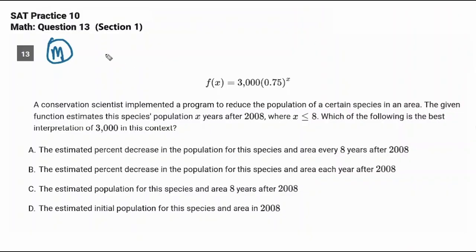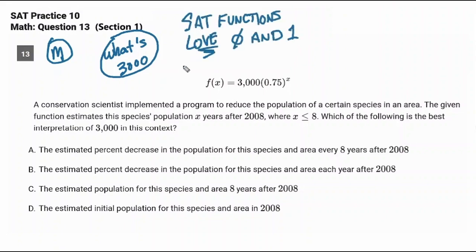Real important to write down the question here. What's 3000? Circle that. Okay. SAT functions love 0 and 1. If you're on the SAT, you encounter a function, you should think, can I plug in 0 or 1 here? Rewrite the function, and before I plug in, I want to know, what am I plugging in for? What is X? It's years after 2008. So if I make X 0, what year is it? It's 2008.